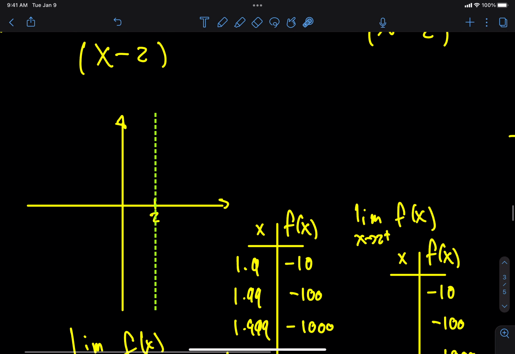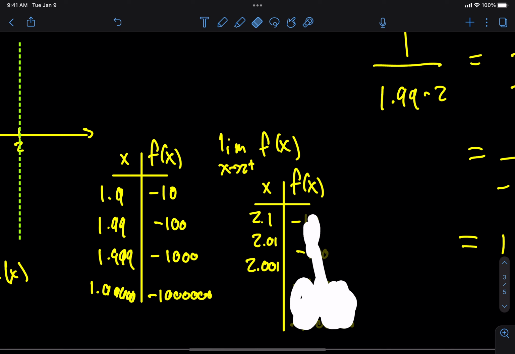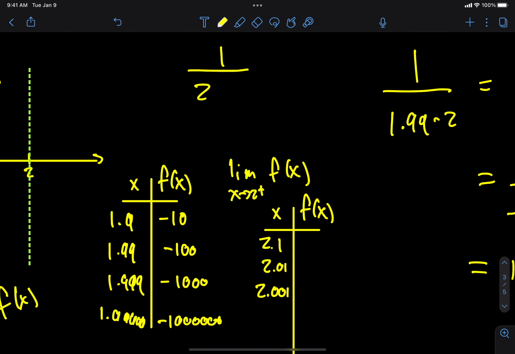So we're going to consider inputs which look like 2.1, 2.01, 2.001, and so on, right? Get the idea? So what happens when I do 2.1? I get 1 divided by 2.1 minus 2. That's 1 divided by 0.1, which is what? Divide by a tenth is the same as multiplying by 10. So I get 10. How about 2.01? What am I going to get? 100. And 2.001? 1,000.